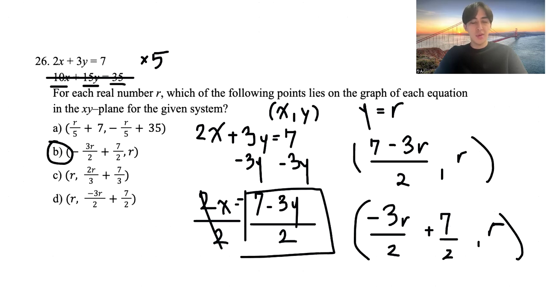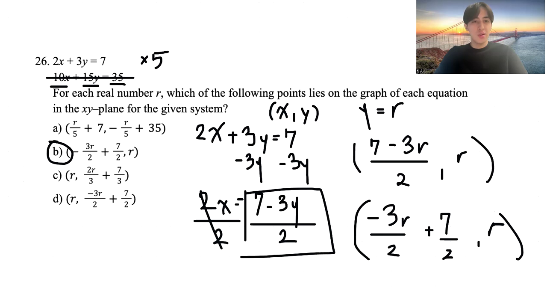So to recap, what you first do is recognize that the two equations are the exact same thing, so you can just focus on the simplified version. You then isolate the x, which is 7 minus 3y over 2. Plug that into the xy format with y being r, r is the new y. And then, since this is not one of the answer choices, you mess around a little bit to get to B, negative 3r over 2 plus 7 over 2 comma r. And that'll be your final answer.